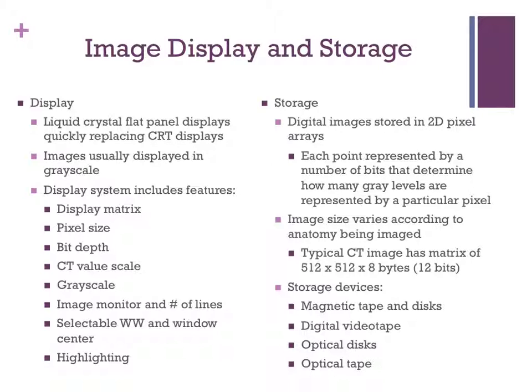For the storage part of CT, digital images are stored in 2D pixel arrays, and each pixel point is represented by a number of bits that determine how many gray levels can be represented by that particular pixel. The CT image size varies according to which anatomy part is being examined, but a typical CT image has a matrix size of 512 by 512 by 8 bytes, which is 12 bits.